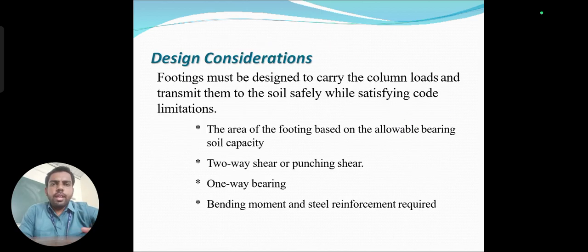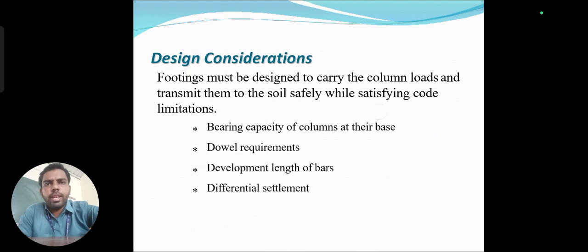Now, the design criteria. A footing must be designed to carry the column loads and transmit them to the soil safely while satisfying the code limitations. What are the code limitations? The area of the footing is based on the allowable soil bearing capacity. After that, two-way shear or punching shear and one-way shear must be checked, and the bending moment and steel reinforcement required must be determined.